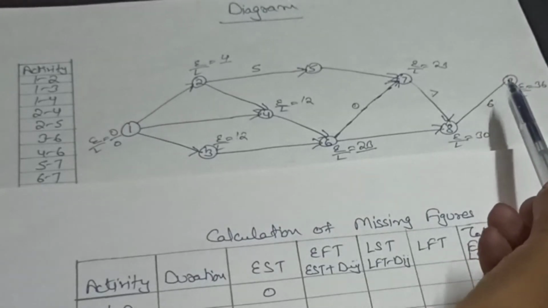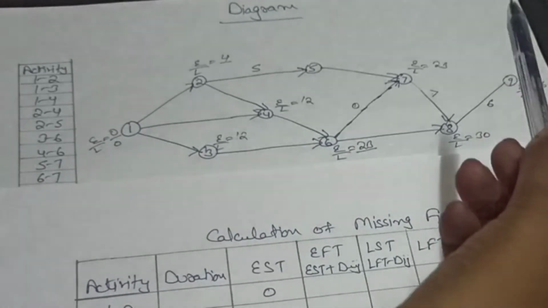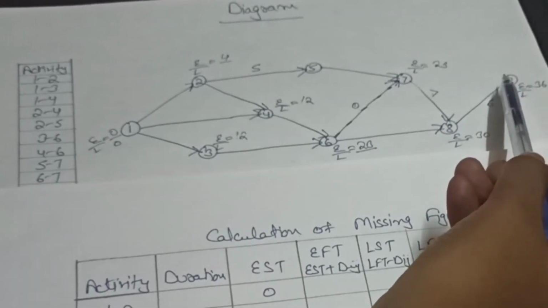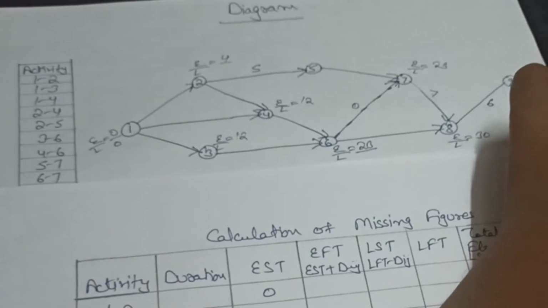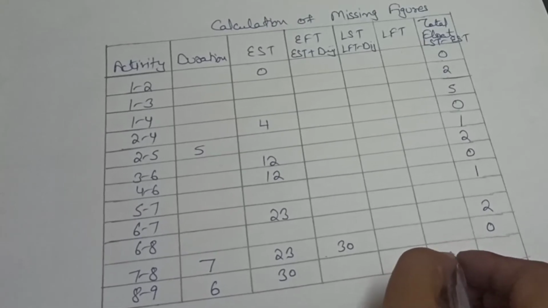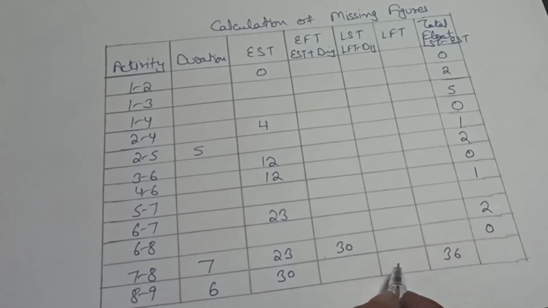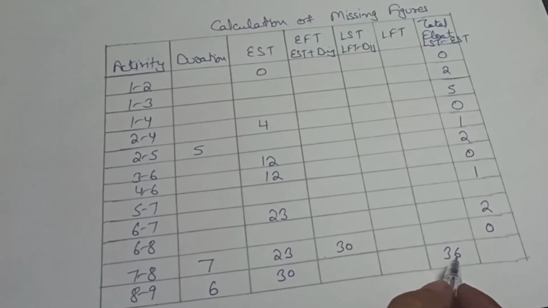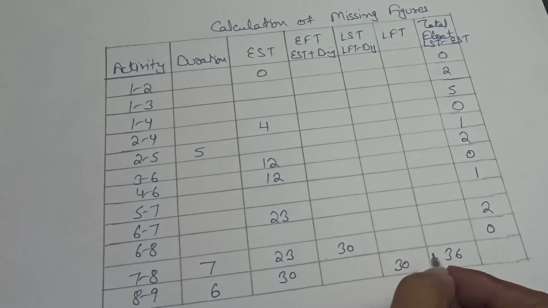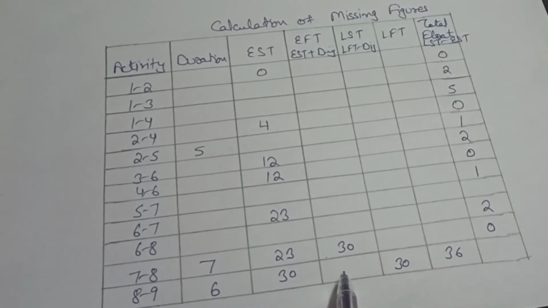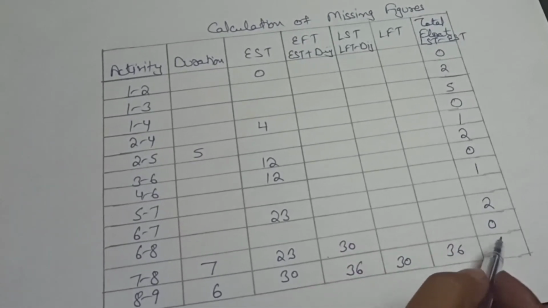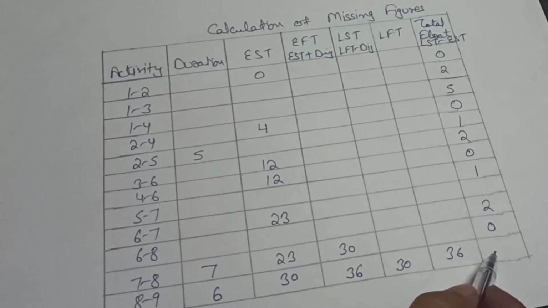In my first video I told about how to calculate E values and how to calculate L values. So you know very well E and L values are the same for the last node. So we can say here the L value is 36. So we can write here, in the last activity, the L value is 36. So we can find this column as 36 minus duration, as 36 minus 6 is equal to 30. So we can find this column as 30 plus 6 is equal to 36.